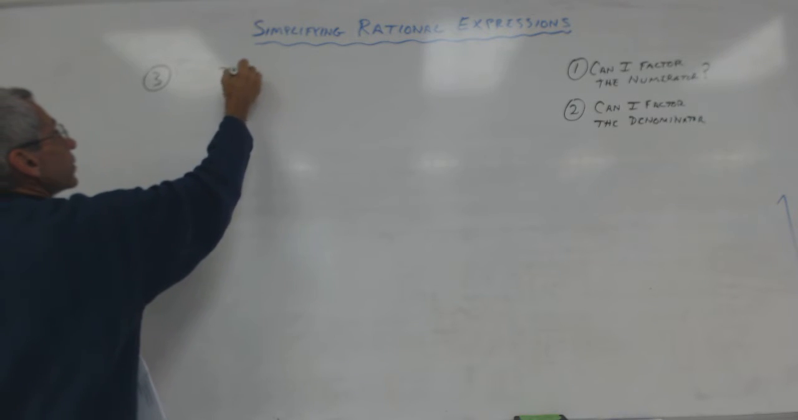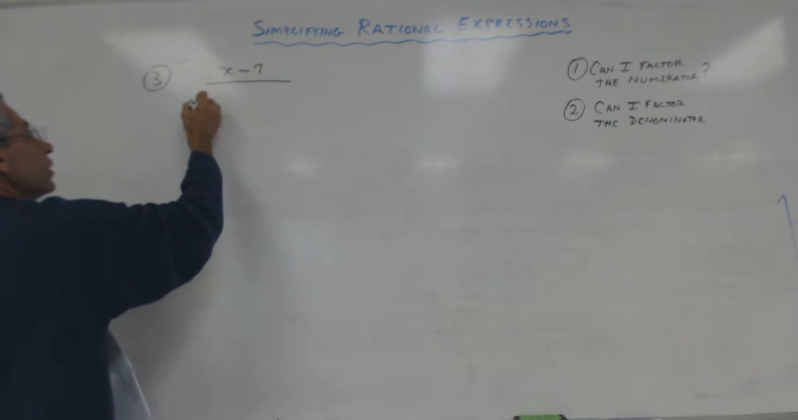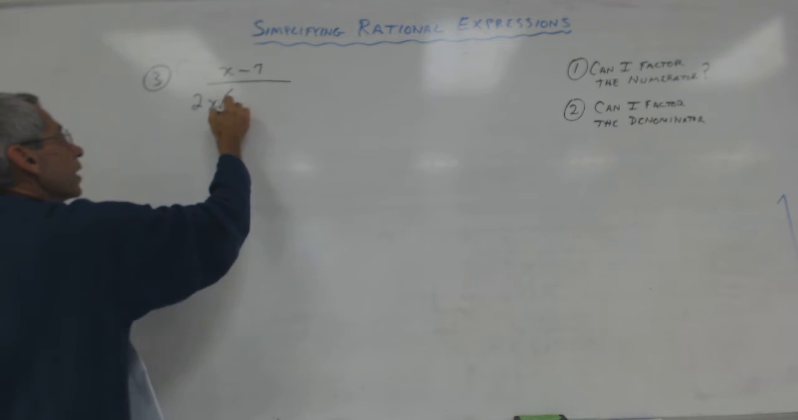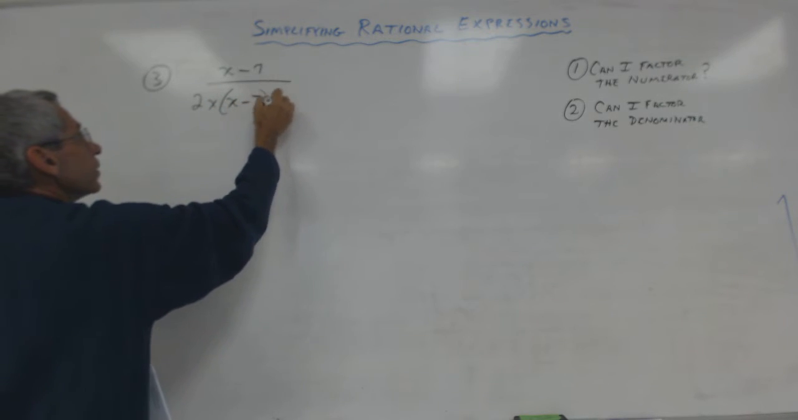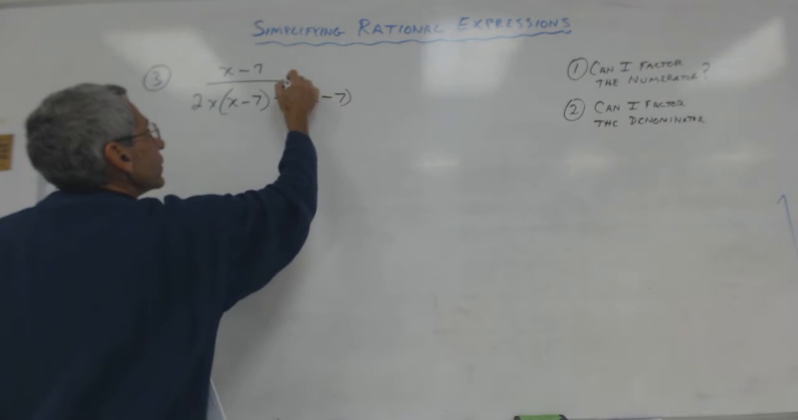What if I gave you this? x minus 7 over 2x times x minus 7 plus 3 times x minus 7.